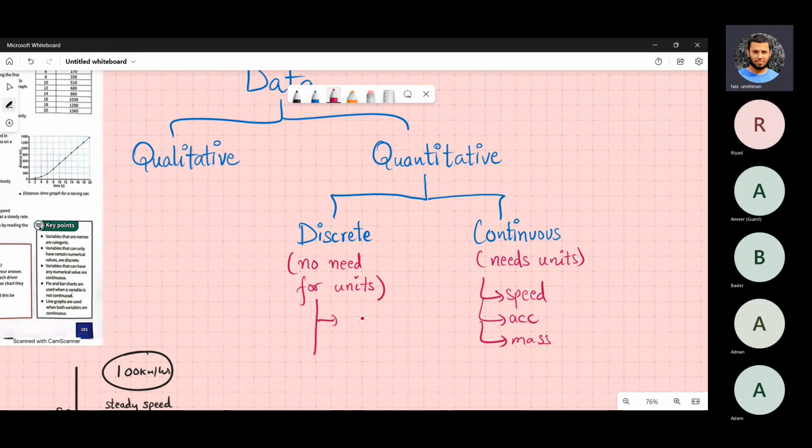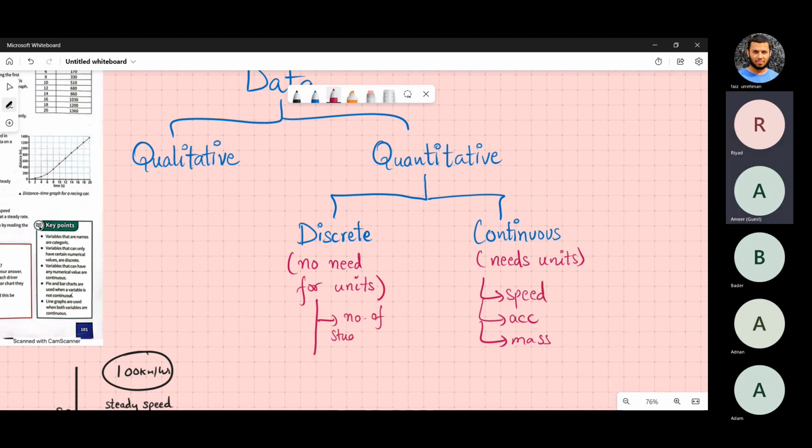What is discrete data? Like the number of students in the class, the number of members in a family, the number of pens, the number of goals in a football match.